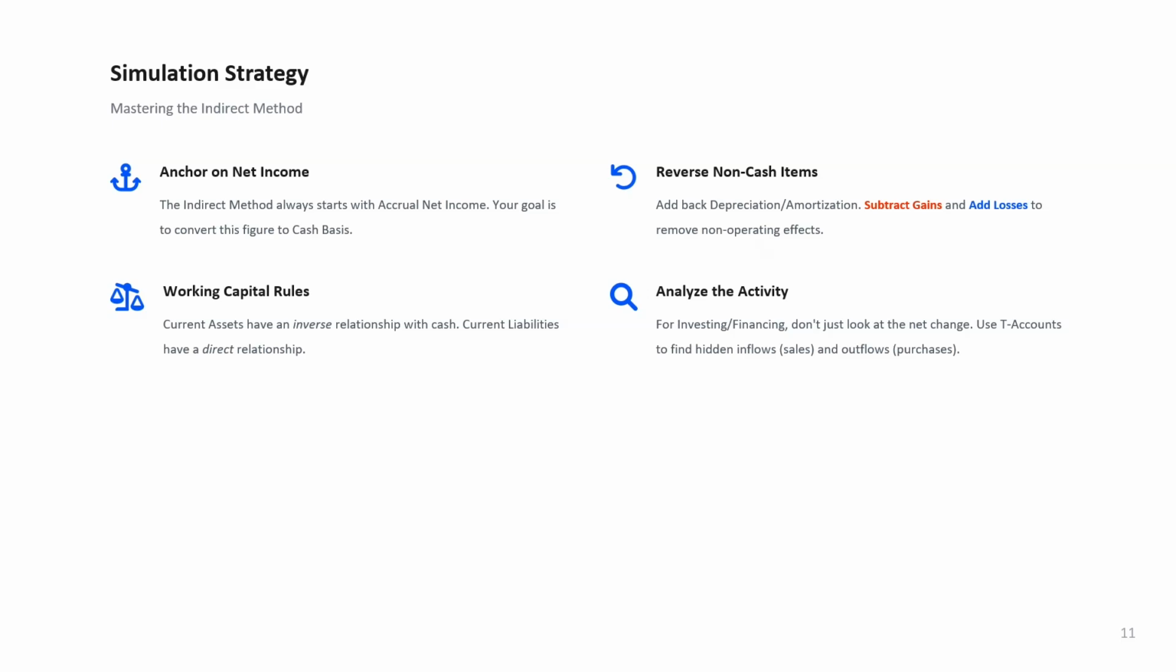Next, you handle non-operating gains and losses. Subtract gains and add losses to remove their effect, isolating the core operating activity. And finally, remember the CLAD mnemonic for working capital. Current assets are inverse, current liabilities are direct.